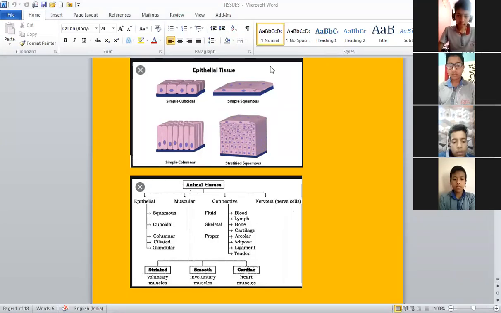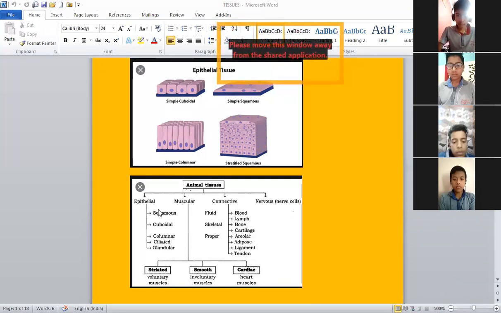As you can see on the screen, animal tissues are divided into 4 types. First is the epithelial tissue. The second is muscular tissue, third is connective tissue, and the last is nervous tissue. Epithelial, muscular, connective, and nerve cells.